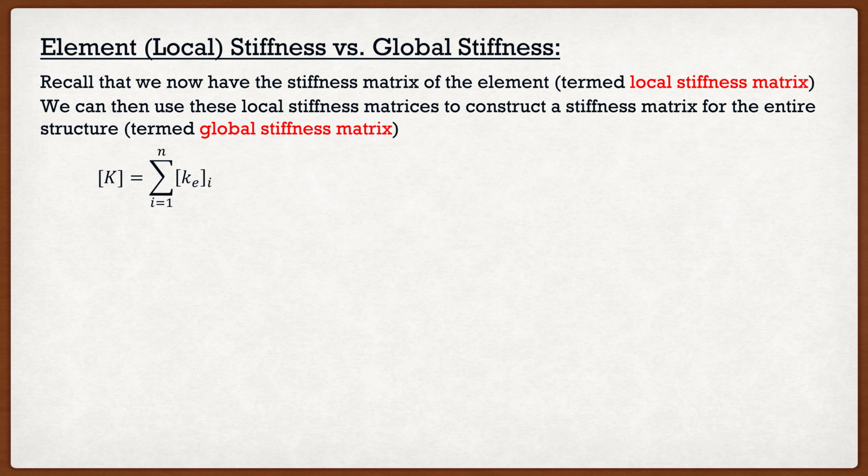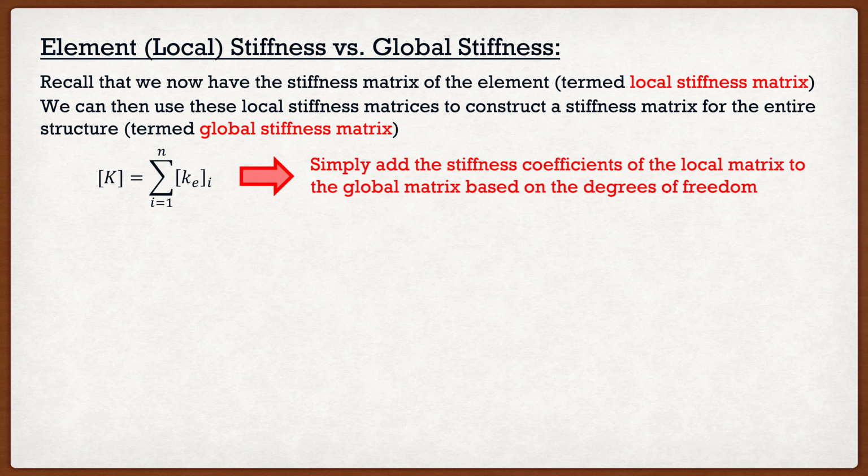Really up to you. You guys are going to be the one programming it, so whatever you want to call it. Now, to get this global stiffness matrix, we simply add the stiffness coefficients of the local matrix to the global matrix based on degrees of freedom. Now you guys are saying, Clayton, what did you just say there? That makes no sense. Well, I agree. It doesn't make any sense, and it's not something I can really write down and show you guys. So the best way for me is to show you an example.